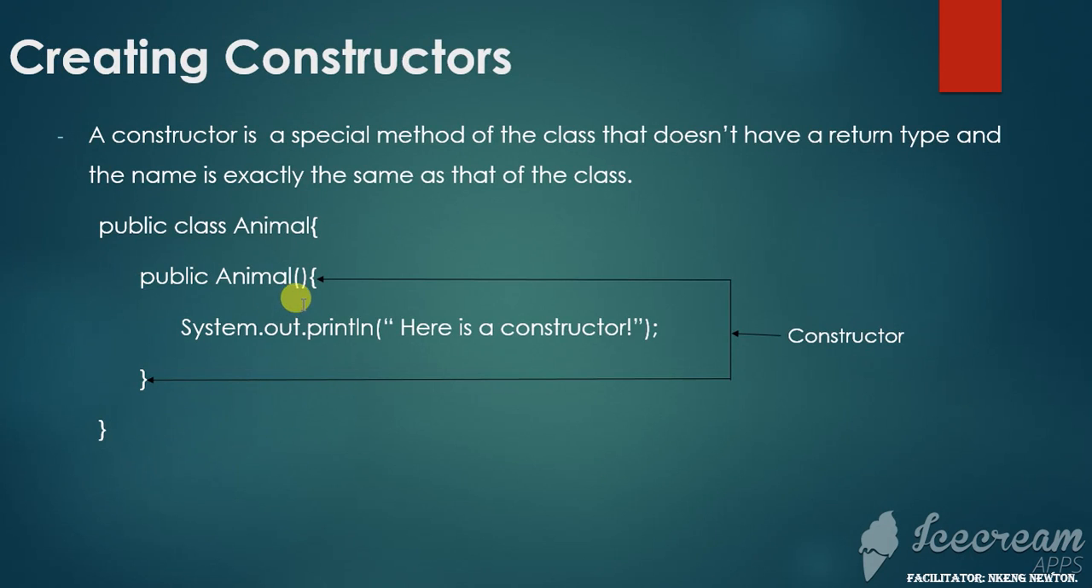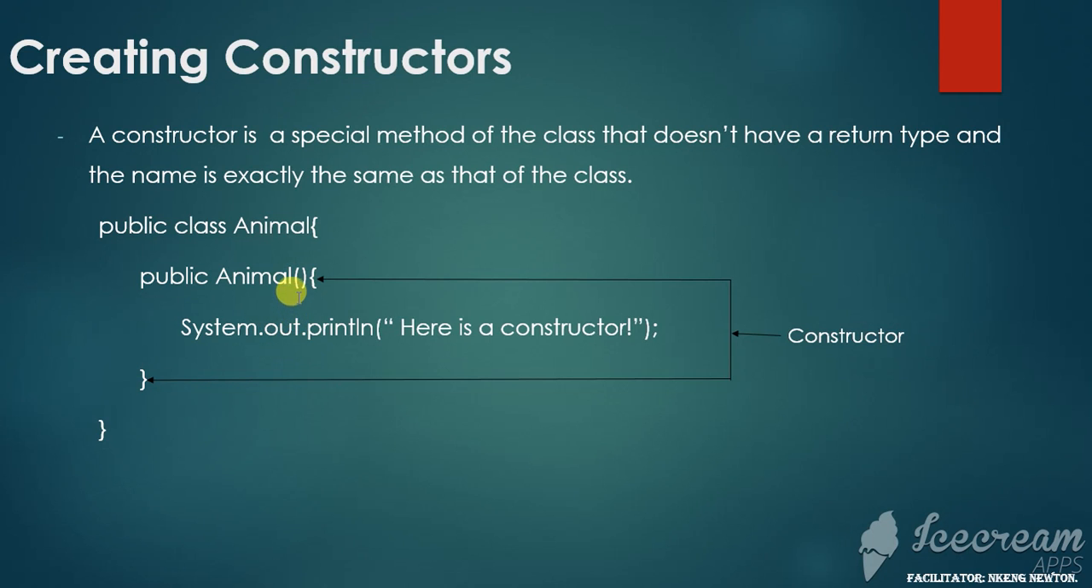So what is a constructor? A constructor is a special method of a class that does not have a return type. For example, look at this sample code. You see that we have a class animal, and then this is a constructor. The name of a constructor must be the same as the name of the class it belongs to. This is why in our class animal, the name of the constructor is also animal. But it doesn't have a return type, and it has an empty parameter list in this case.